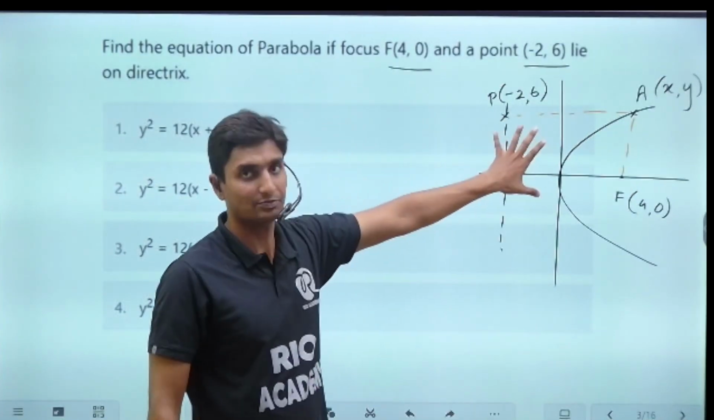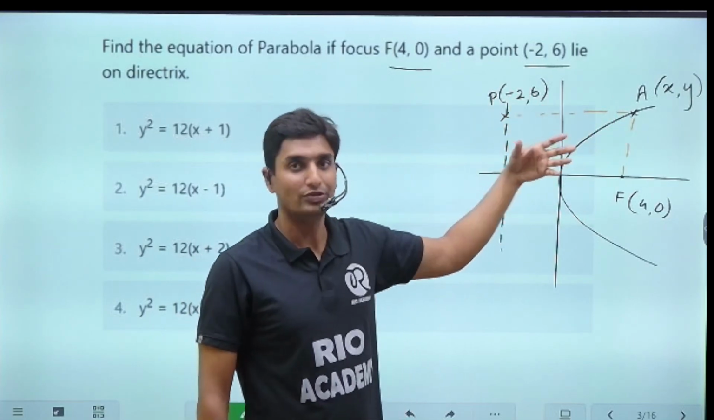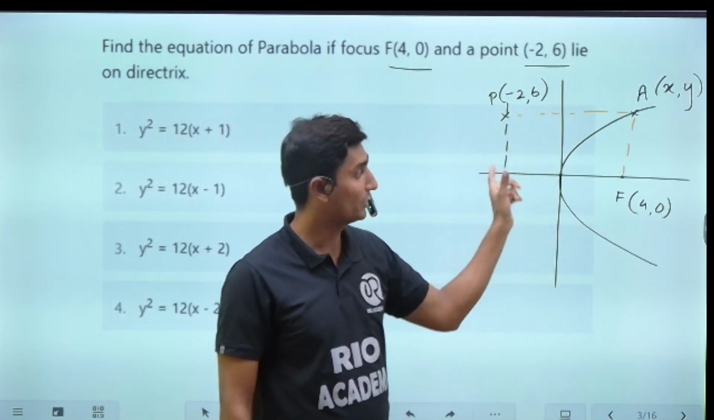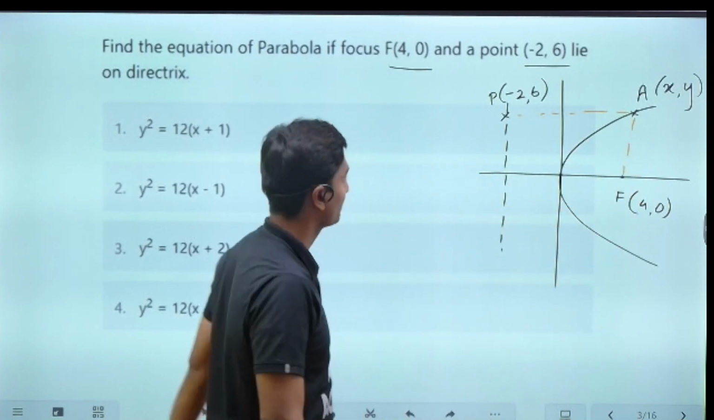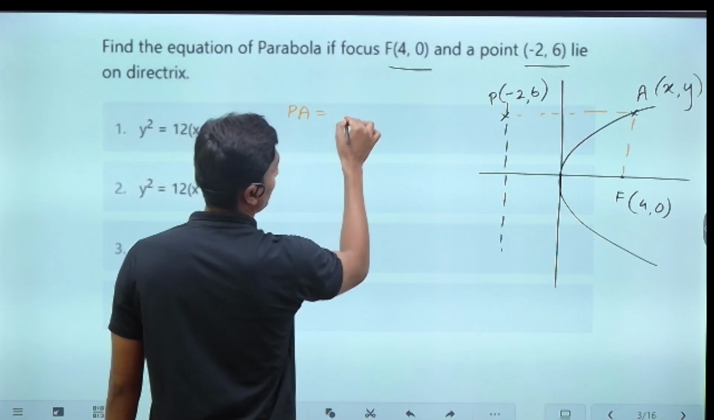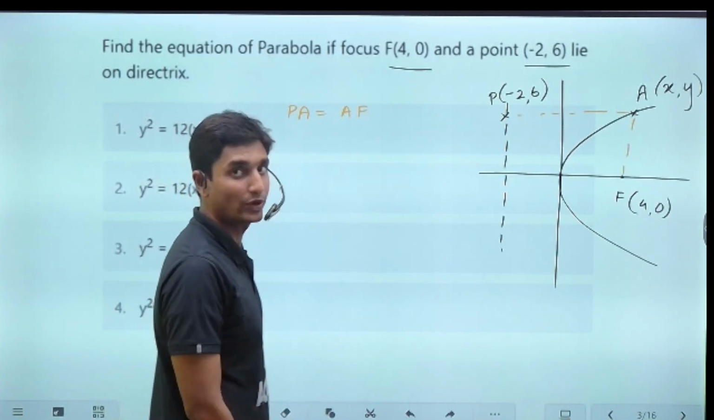Now, if you look at this particular diagram, you can very clearly say that FA is not equal to PA, obviously, but we are using the standard condition. These diagrams are not perfect. You don't need to draw them in your examination. Just in order to explain to you, we are considering that. So PA equals AF. These two distances are one and the same.